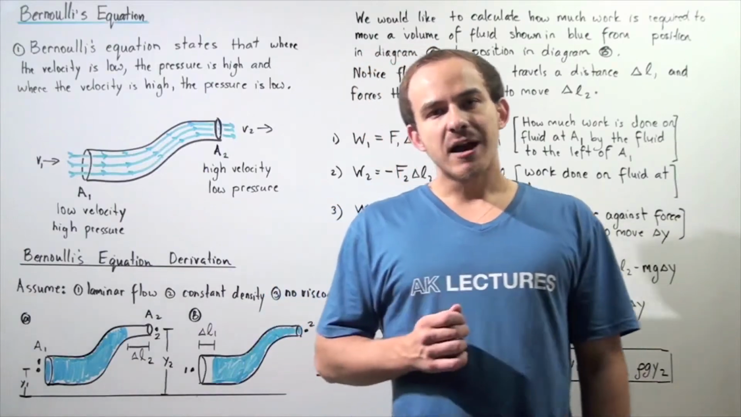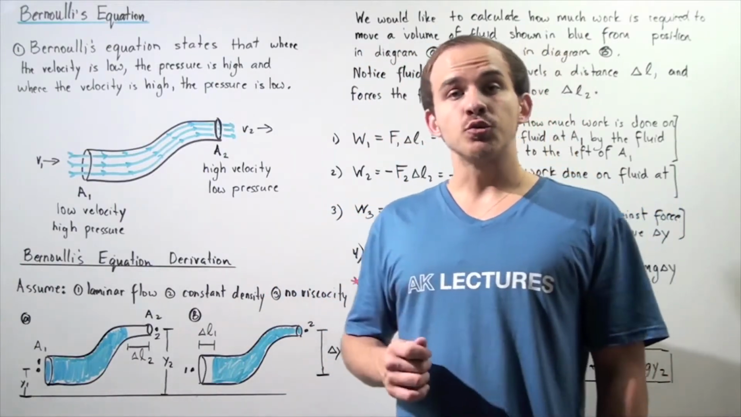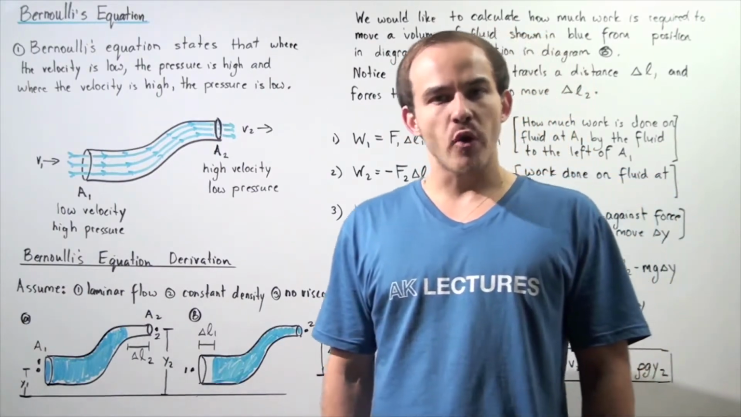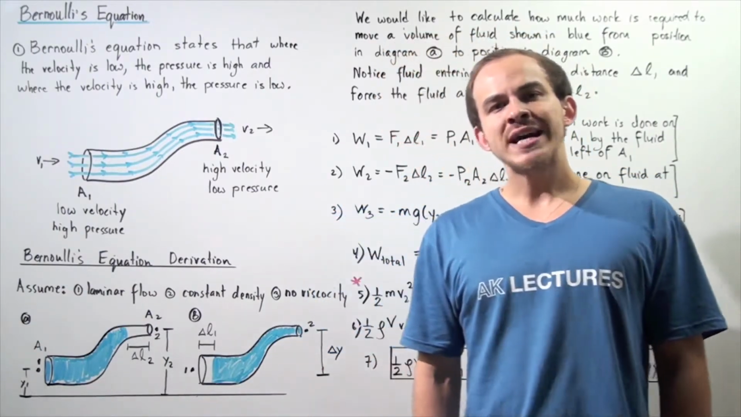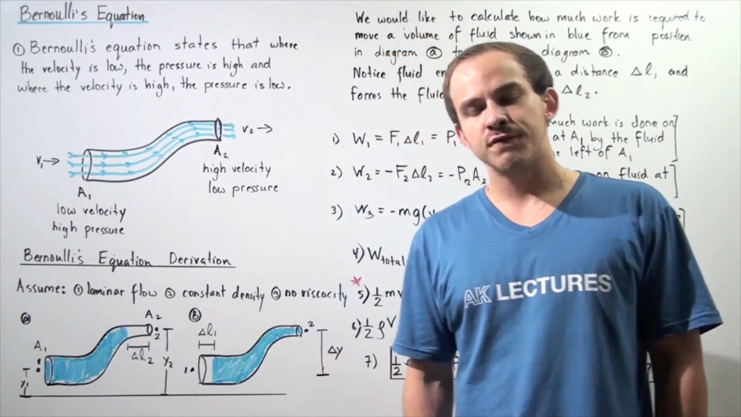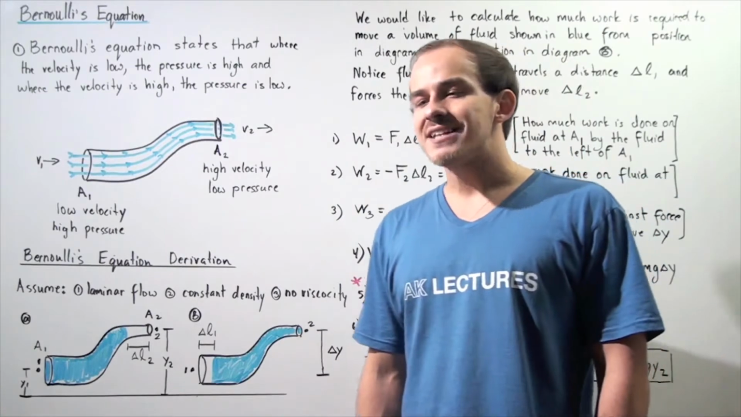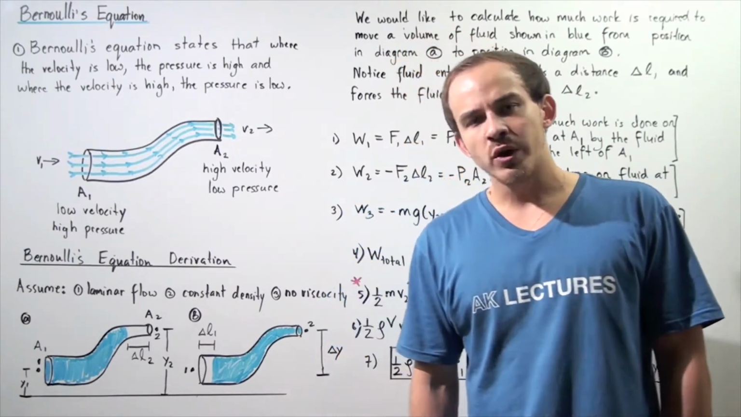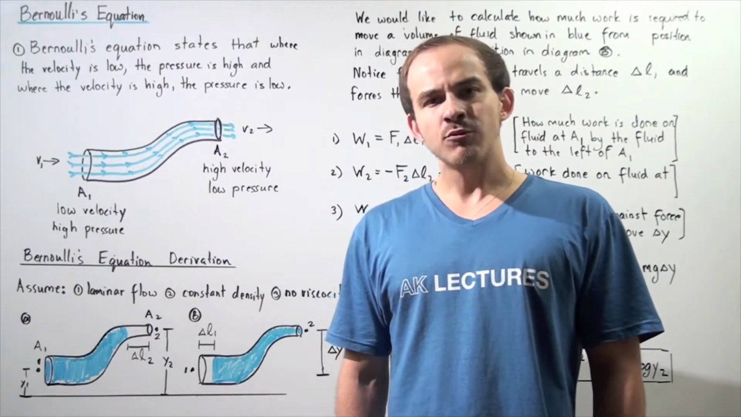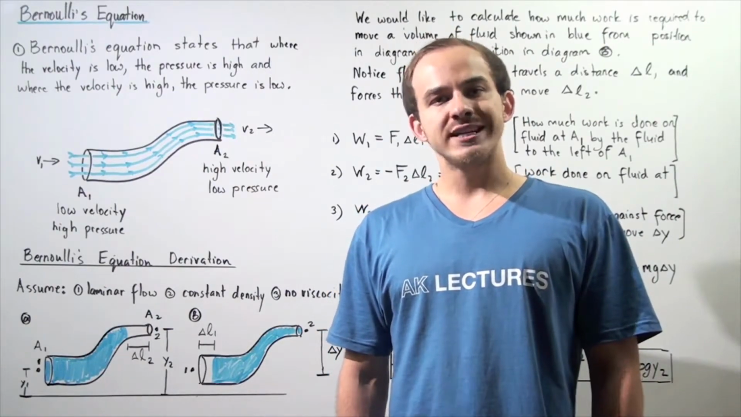In fluid dynamics, there exists an important equation known as Bernoulli's equation. And Bernoulli's equation basically states that when we're talking about a moving fluid, where the velocity is low in that fluid, the pressure is high. And where the velocity is high within that fluid, the pressure is low.